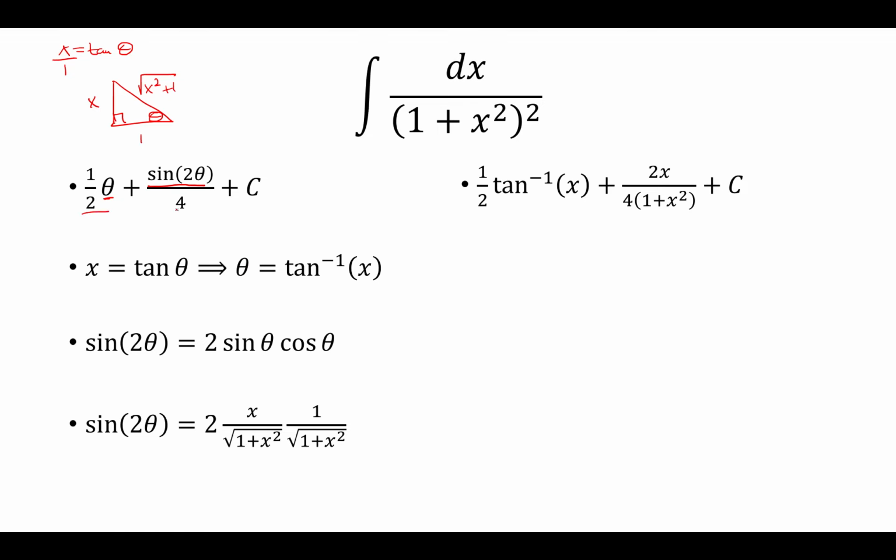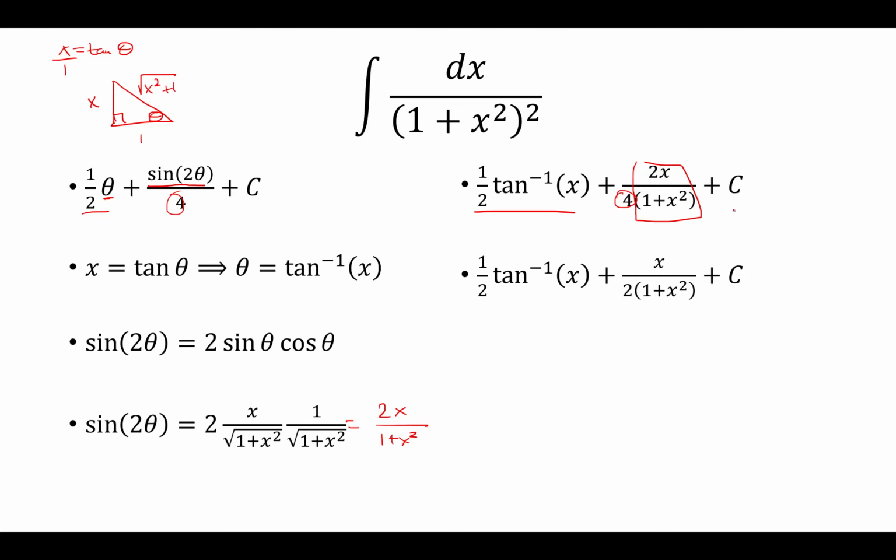So we have 1/2 theta, which is 1/2 inverse tangent x, plus, and then here we have sine 2 theta. Sine 2 theta is, I guess we can do an extra step here, 2x over 1 plus x squared. So that's this thing over here. And then we just need to divide it by 4. Plus a constant. The 2 is going to cancel with the 4. That becomes a 2. And then I can factor out a 1/2 from both of these and get this as our final answer.